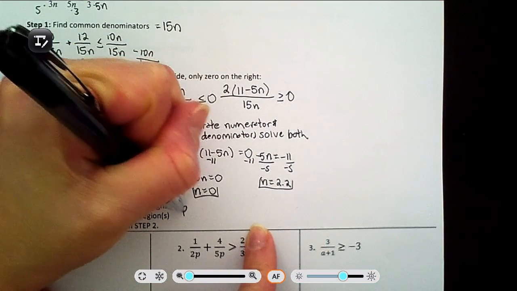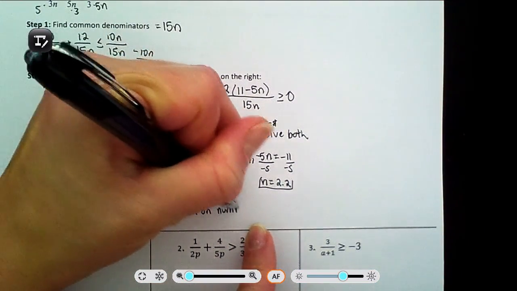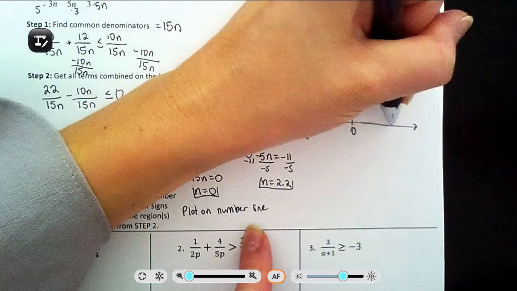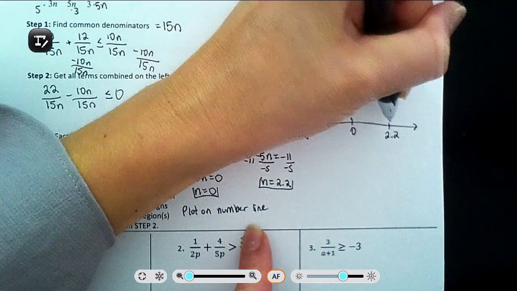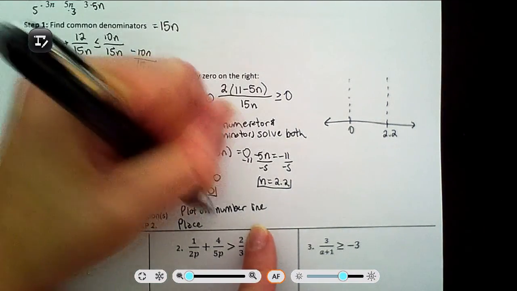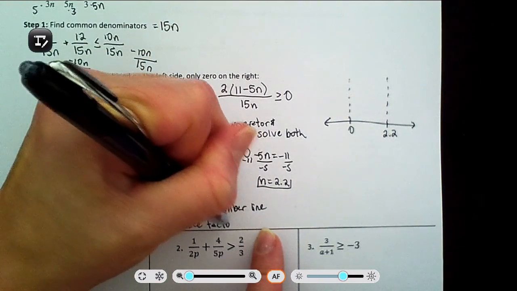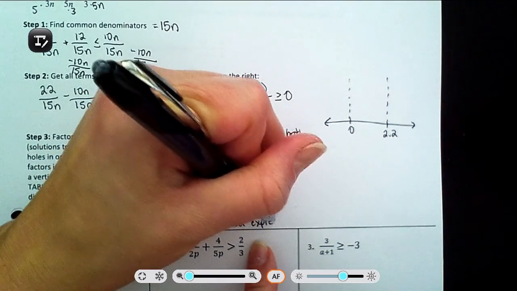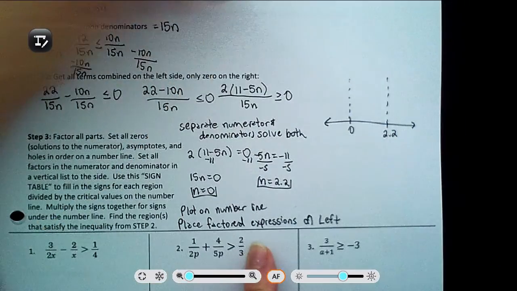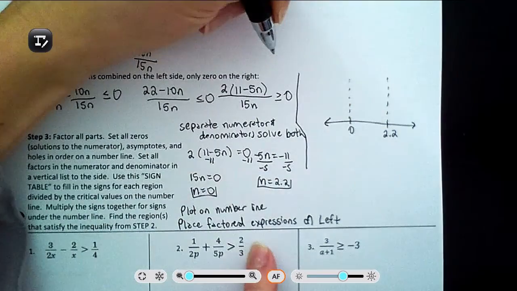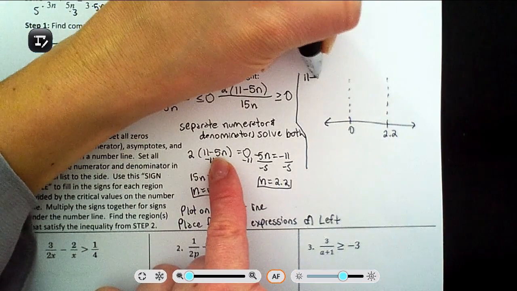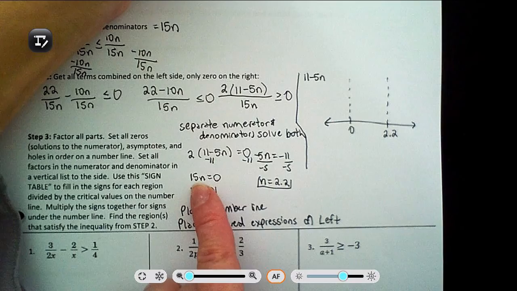Okay, next, I'm going to plot these on a number line, 0 and 2.2. I'm going to make vertical dashings, and I'm going to place the factored expressions on the left. Okay, so here's my factored expressions. The part right here, 11 minus 5n, and also the part right here, 15n from the denominator.